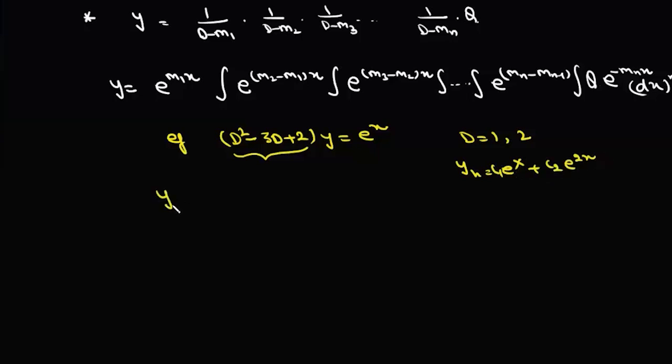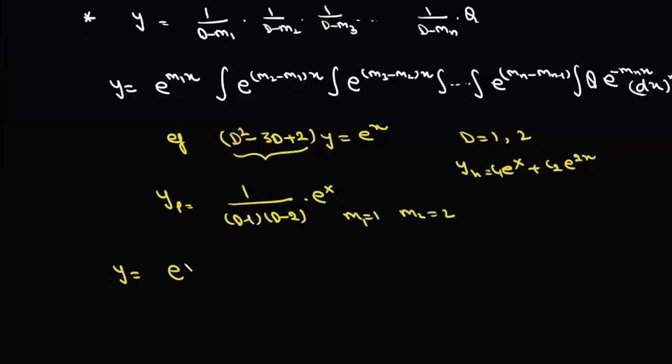Now we can write this yp as 1 upon D minus 1, D minus 2 into e to the power x. Now here m1 is 1 and m2 is 2 and Q is e to the power x. Now we are going to write this direct formula. So it is e to the power m1x. Now m1 here is 1 and m2 is 2. We have to arrange them in ascending order.